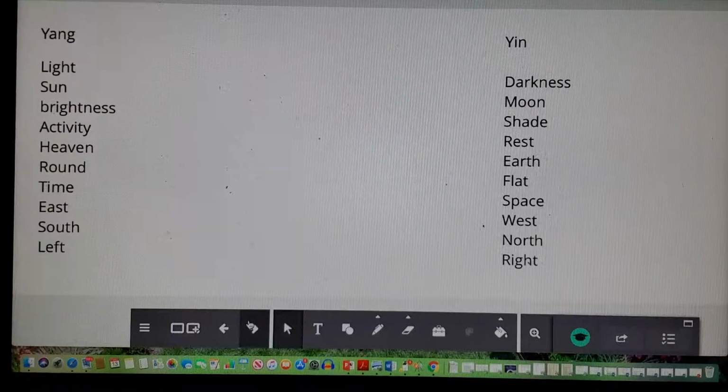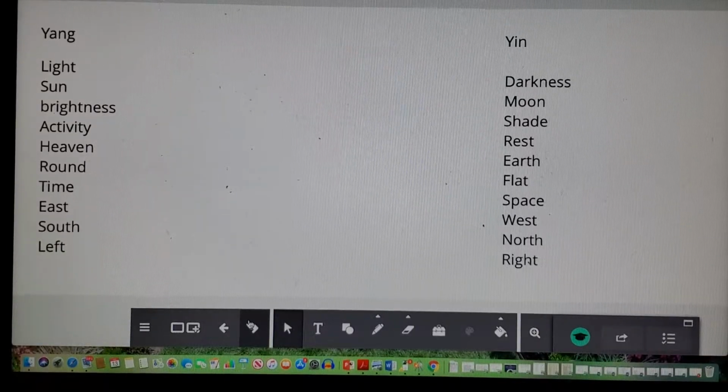So all things that are yang. Yang is light. Yang is the sun, its brightness, its activity. Yang is called heaven. It is round. Yang is round, meaning that it goes in cycles, hence time. Yang is to the east, yang is south, and is also left. Contrast that with yin. Yin is darkness, it's the moon, it's shade, it's rest, it's earth. Yin is flat, it's space, it's west, north, and it's right. These are certain aspects of yin.